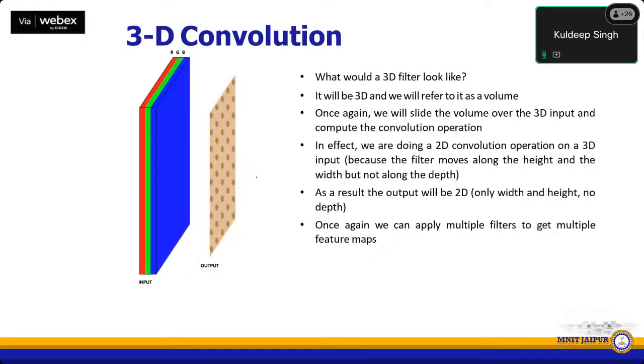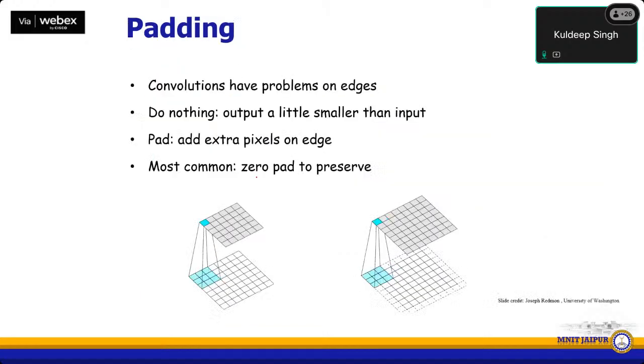Now there are certain issues while we perform convolution, and the issue is on the edge side of the image. There are problems on the edges. So the solution is padding. We can add extra pixels on the image so that we can apply the kernels on the edges itself.